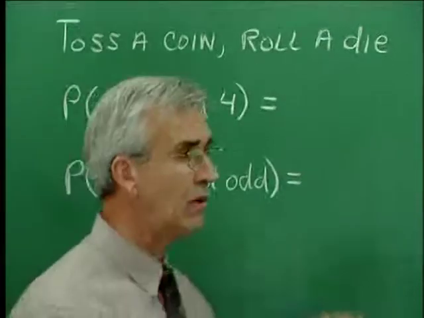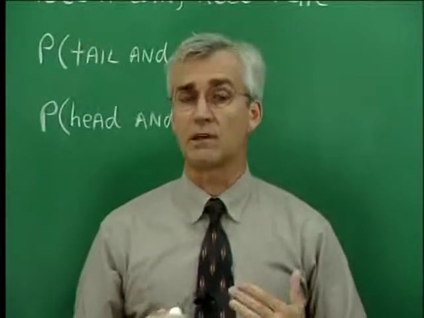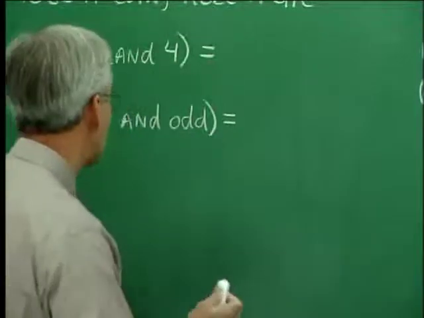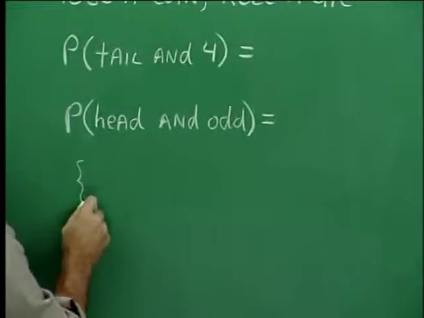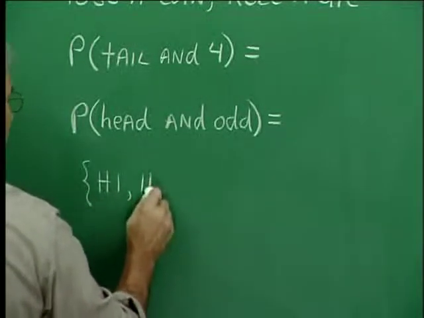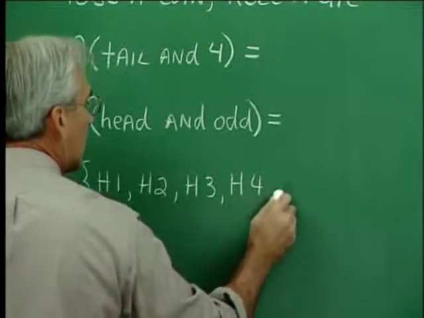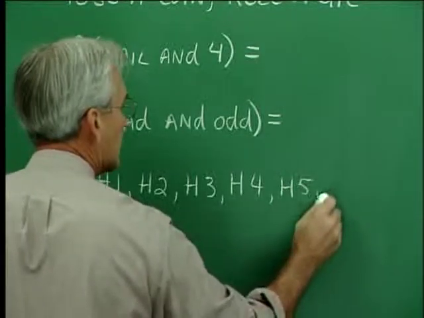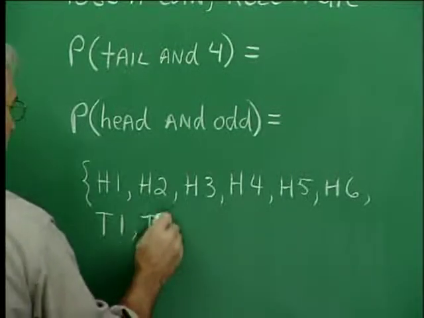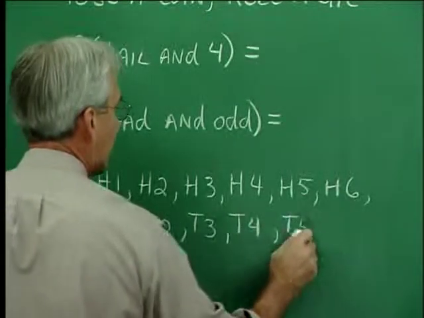Sometimes it's valuable in situations like this to actually list the entire sample space. If the sample space is relatively small, then that's a really safe way to approach the problem. For example, here the sample space, all the possible outcomes, would be head 1, head 2. We talked about this in the last section, I believe. Head 3, head 4, and the head can be associated with all of the numbers up to 6. In a similar way, tail can be associated with all of the numbers up to 6. So we have a T3, a T4, a T5, and a T6.